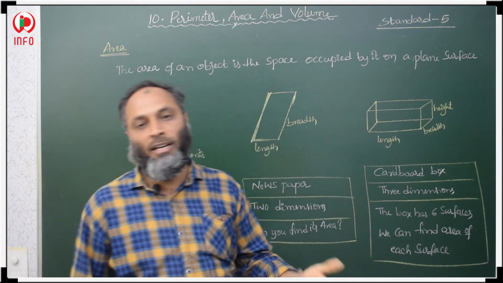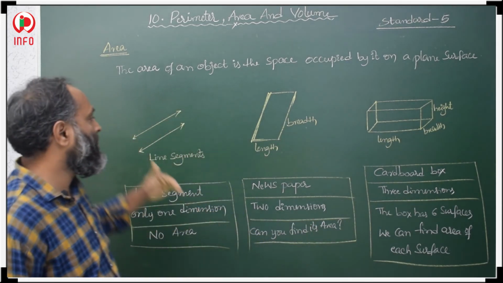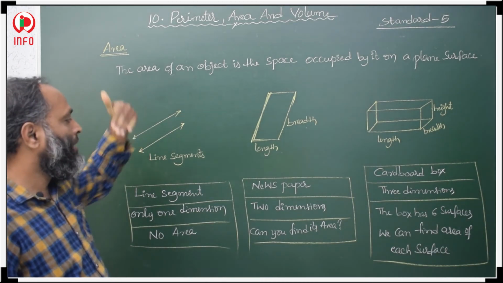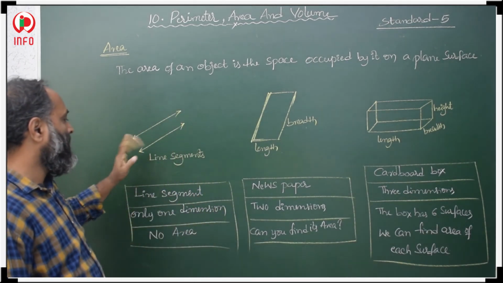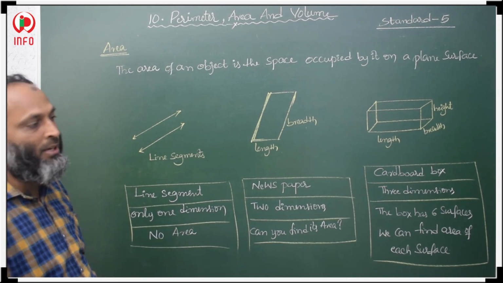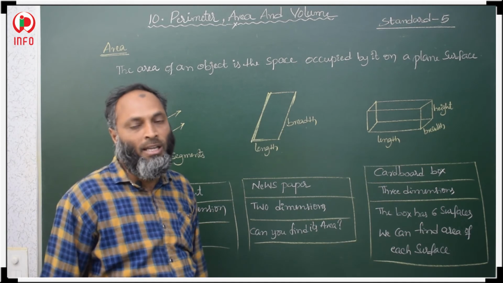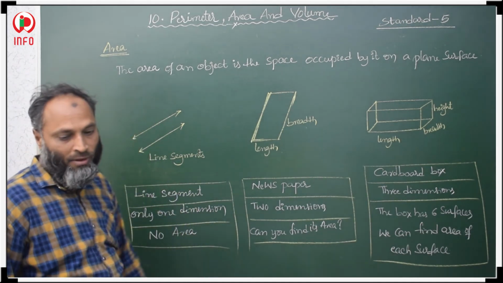Okay, the definition of area is done. Then how to find areas? Before that, here we are going to discuss 1 dimension, 2 dimension and 3 dimension shapes. Line segments are in one direction only, one dimension only. Why? They have only length. We can measure only the length of a line segment.